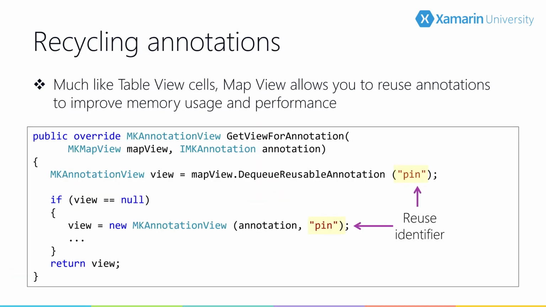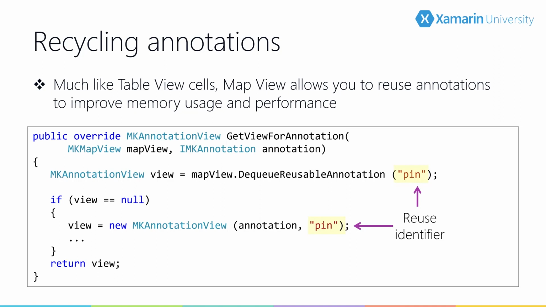For either approach, there's an important optimization you should always perform when creating annotation views. When annotations are moved off screen, for example when the user pans the map, they're not automatically destroyed. They're placed in a queue to be reused when new annotations are to be displayed on the map. Rather than always instantiating new views, call the DequeueReusableAnnotation method on the map view. This allows iOS to return existing annotation views instead of always creating new view objects.